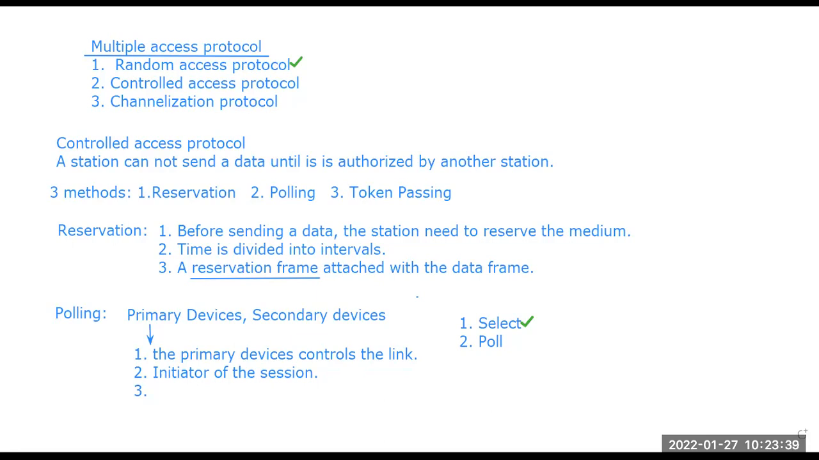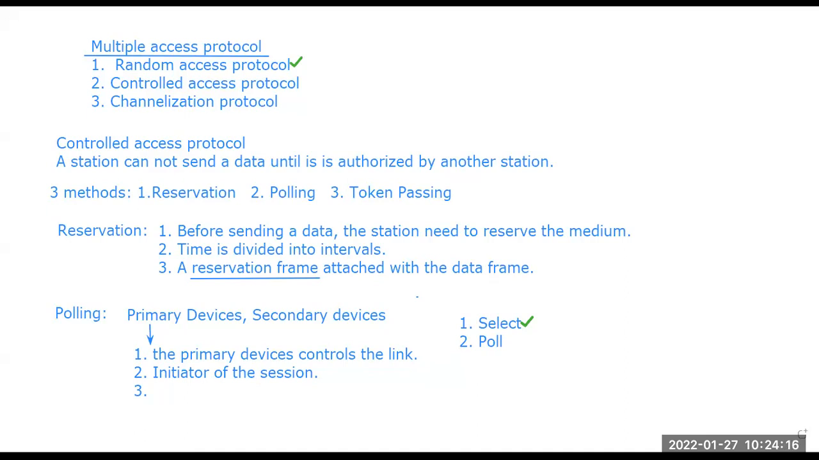So when the primary station wants to send the data, it informs all the secondary devices attached to it to get ready. This actually happens by the select function. This process is done with the help of the select process. The select process is responsible for making the secondary devices ready for the transmission.